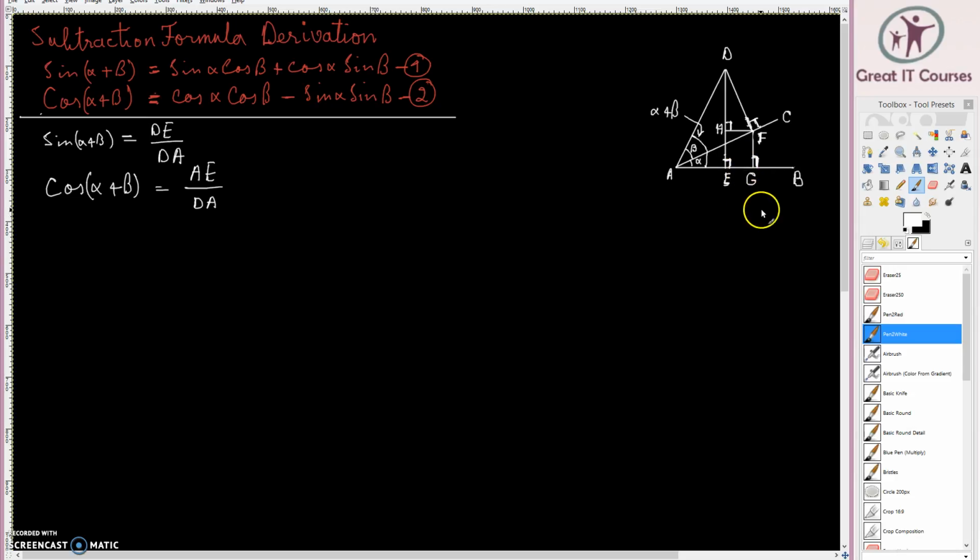Now, based on this figure, you have the angle alpha here. And based on this figure, we can prove that this angle over here is also equal to alpha. I'll tell you in a minute why.